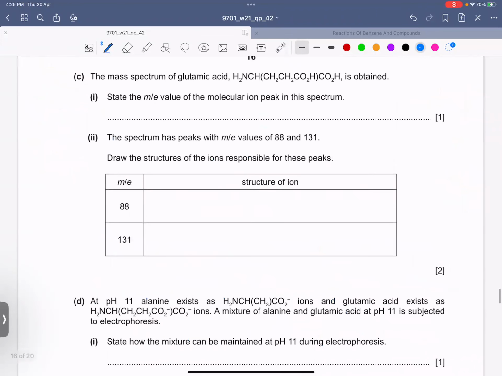Now the next part: the mass spectrum of glutamic acid is obtained. State the m/e value of the molecular ion peak. So it must be the Mr. Can anybody calculate the Mr and tell me what is the Mr? Yes, can anybody tell me? 147. 147. Okay.